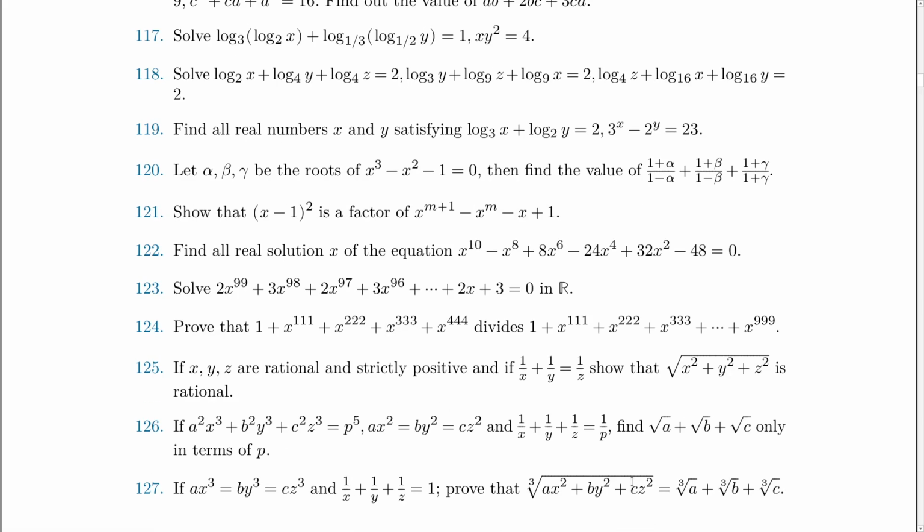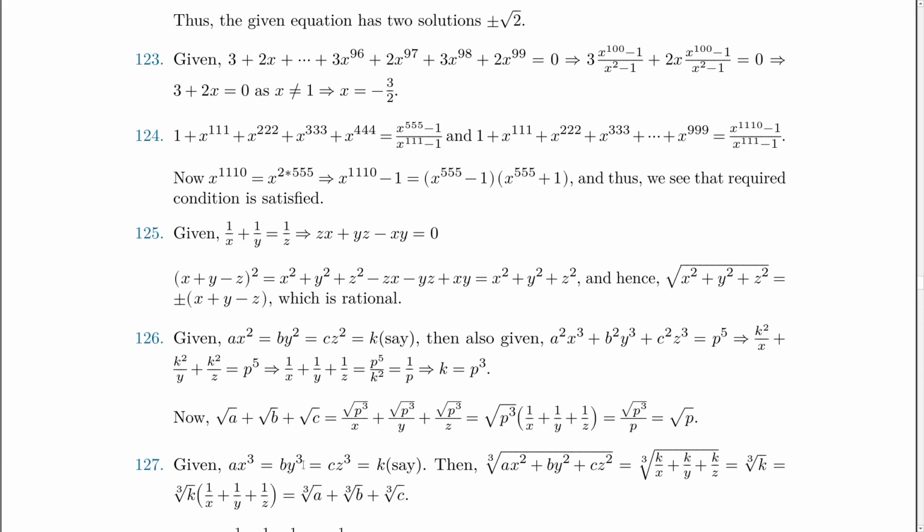Now we move on to question 127. It says that if ax cube is equal to by cube is equal to cz cube and 1 by x plus 1 by y plus 1 by z, sorry, I misread that, 1 by x plus 1 by y plus 1 by z is equal to 1, prove that cube root of ax square plus by square plus cz square is equal to cube root of a plus cube root of b plus cube root of c.